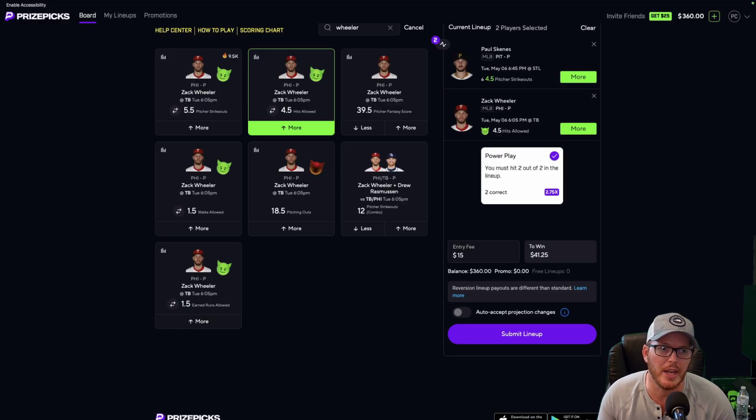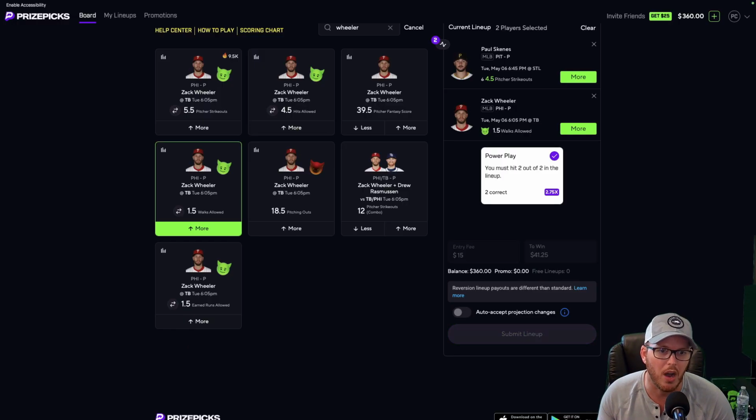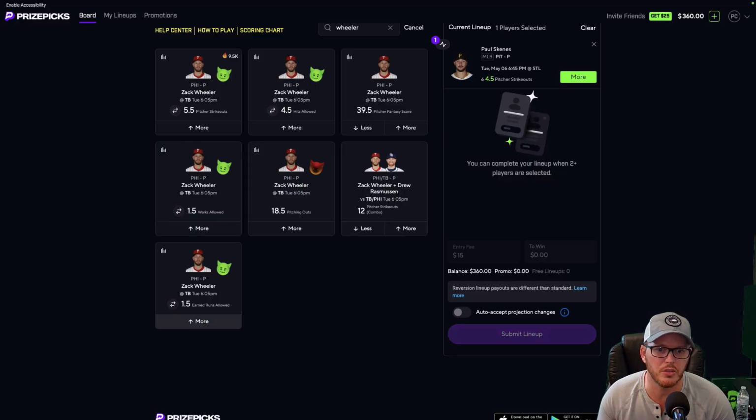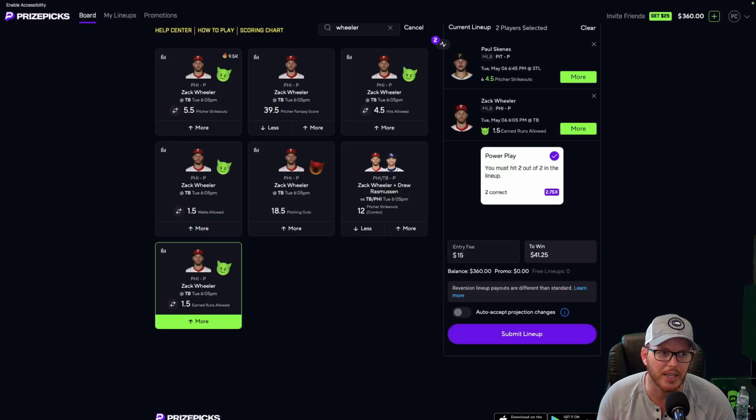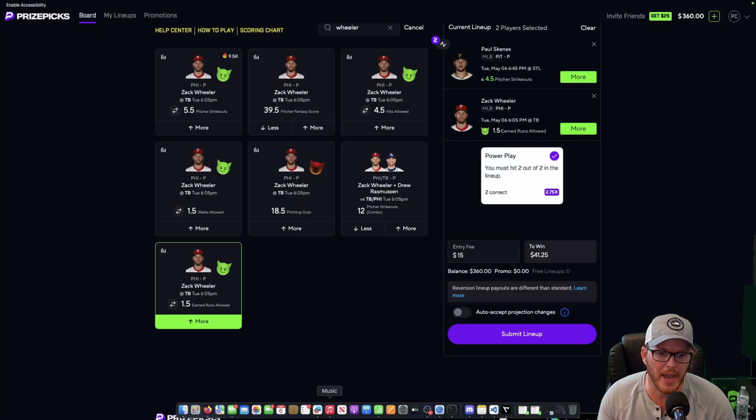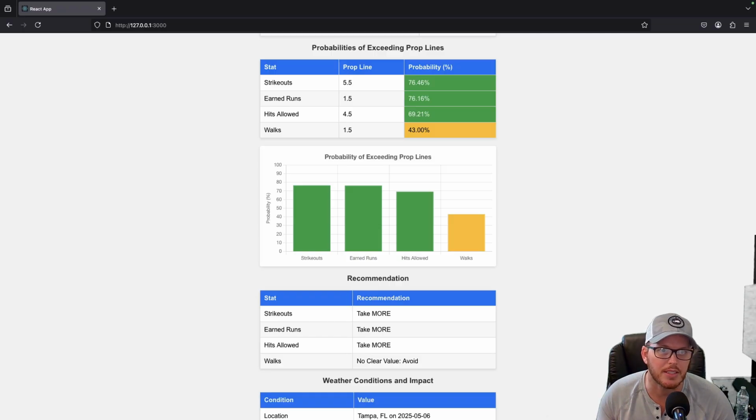It's a higher payout and it had the same probability. His walks allowed was the one that said there's no clear value to avoid, but that also pays 2.75x, which is good. And then the earned runs, 2.75x, also good. So let's go back and you can see his earned runs 76% of the time. Okay, his hits allowed was 69%. So actually his earned runs might be the move at 2.75x.